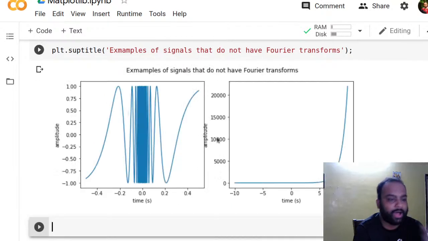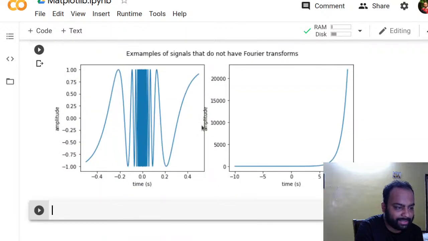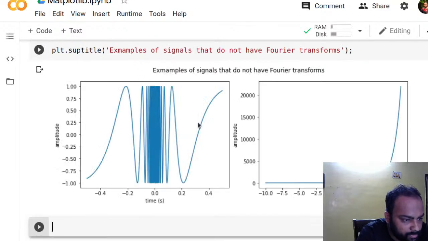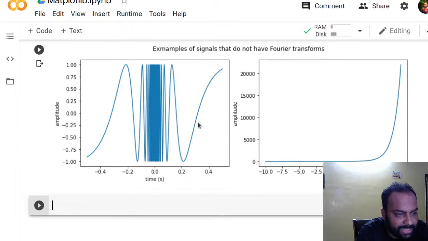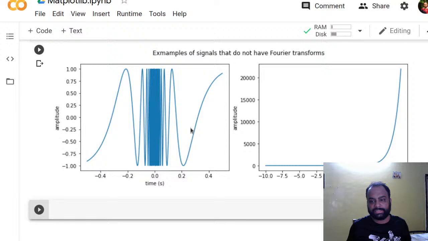yeah, like that. So now again, since I'm zooming in and the size of the figure is not really good, they're kind of superimposing on one another. Let's make this 12. Yeah, see, examples of signals that do not have Fourier transforms. So these plots are serving a certain purpose, and again we have proper labels on the axes and everything. So this is known as a subplot.